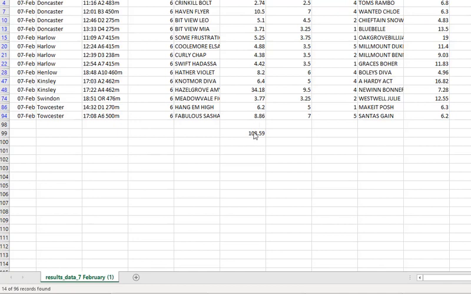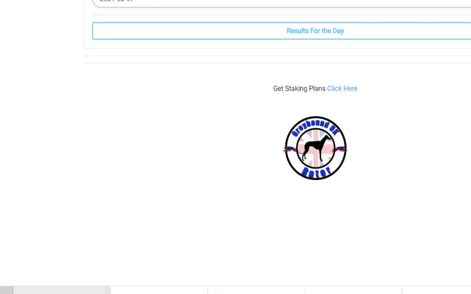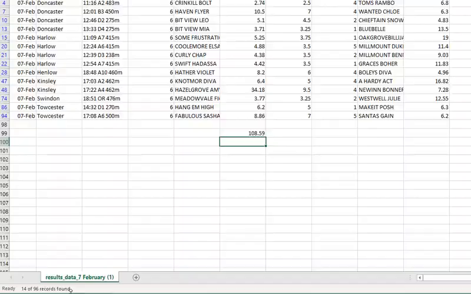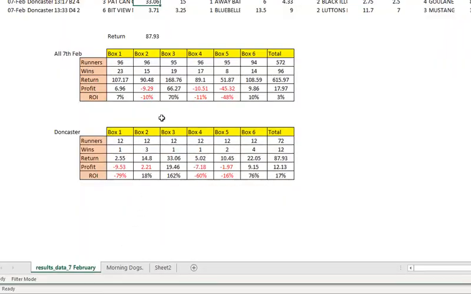And we can see here I've just done an auto sum, and it can tell us that every dog 6 added up gave us a gross return of £108 profit if we backed every dog 6 over the 96 races.